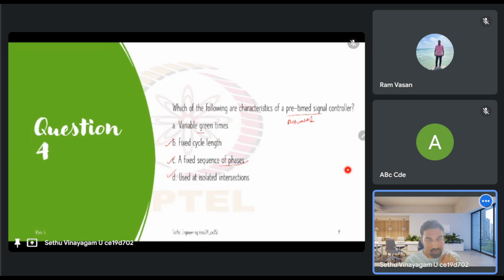Green time is also a particular interval, so green time is also fixed, it's not variable. Therefore A is not correct. And D, it is generally applicable for isolated intersections, where there is no other signalized intersection at an upstream or downstream nearby location. If there is an upstream or downstream intersection, we try to go for a coordinated signal to have a better platoon progression. In that case we should have a variable or an actuated signal. Here it is not needed when you have an isolated intersection. There we can have a pre-timed controller. Therefore the right options are B, C, and D.